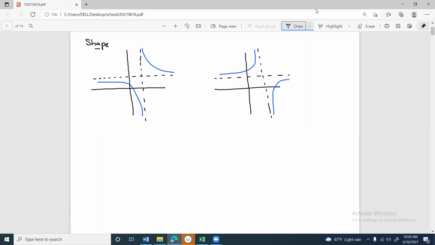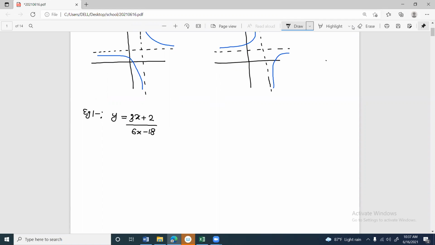We'll go ahead with this and try to understand it from an example. Example one. If it is a graph like this, y equals (3x plus 2) divided by (6x minus 18), somewhere like this.